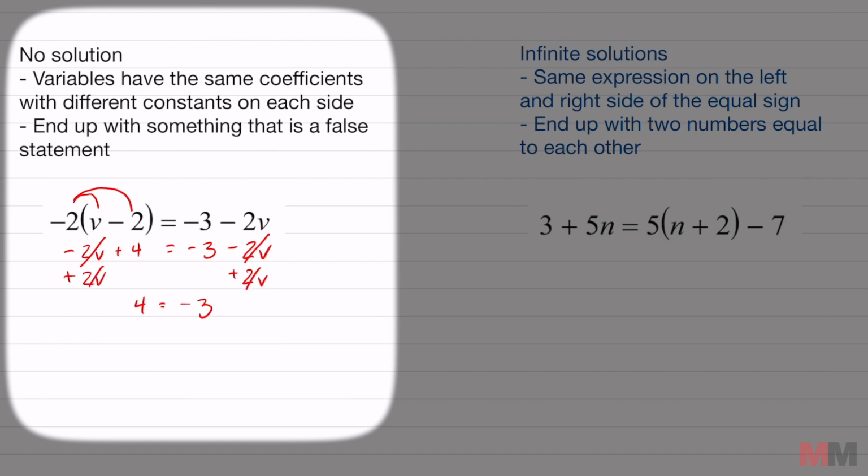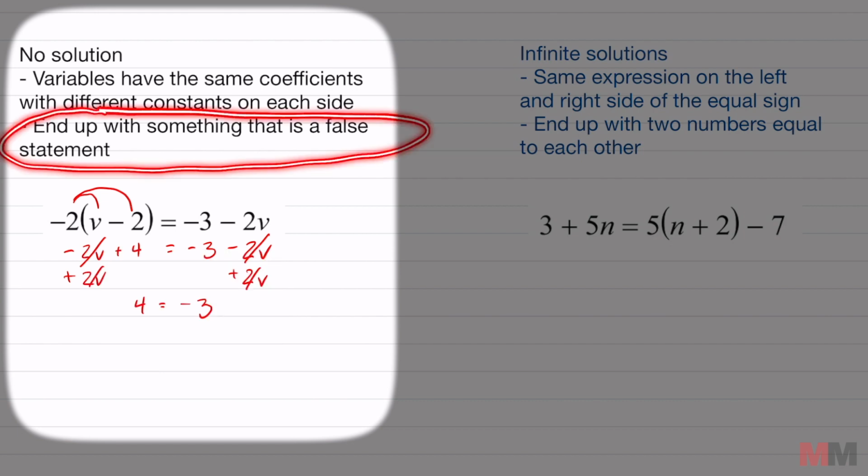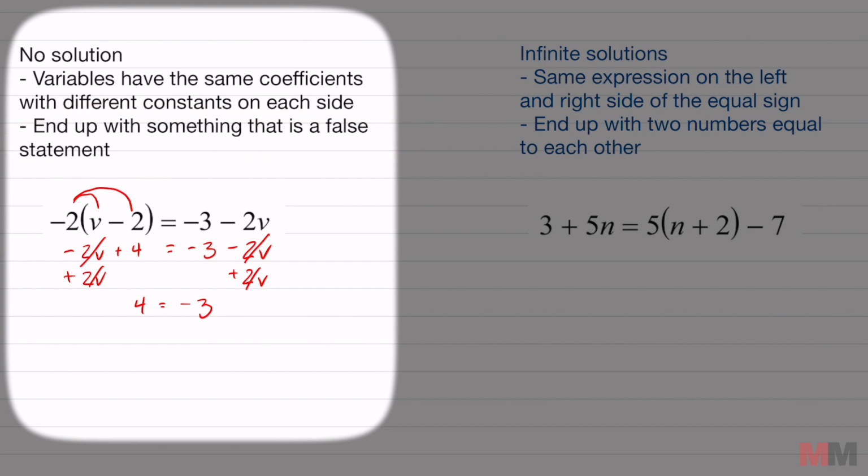what? So when you get something that doesn't make sense, or you get a false statement, that is a no solution equation. That means there is nothing that I can plug into v to make both of these sides equal. There's nothing that you can plug in. And when it says variables have the same coefficients with different constants, take a look at this step right here. They had the same coefficients, the variables, but they have different constants. If you get something like that, you don't even have to keep solving it. It's gonna yield a no solution answer. And we'll get more practice with that.